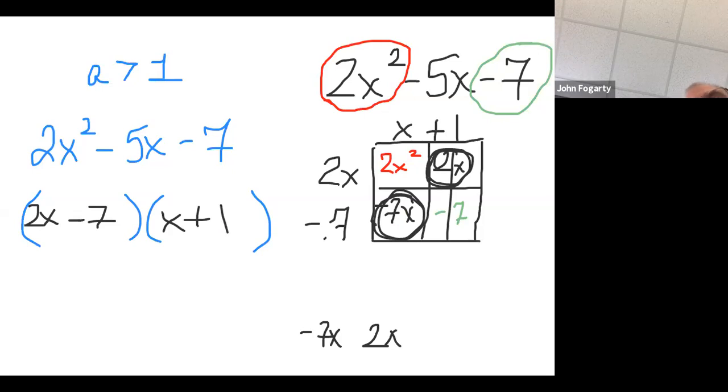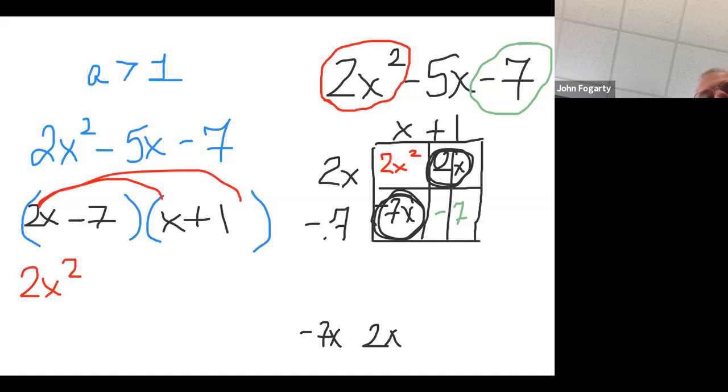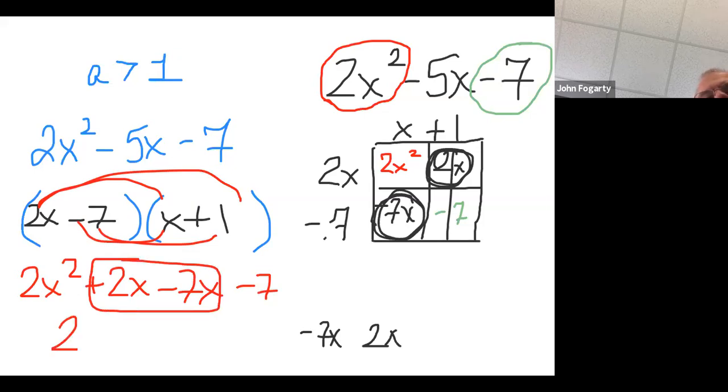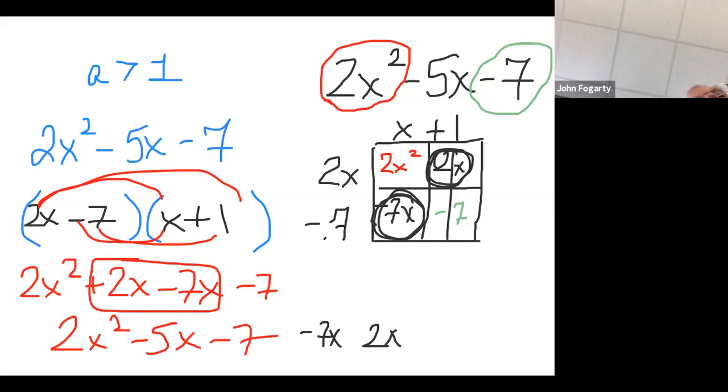All righty. Now, if we did that right, what should we get? What's 2x times x? 2x squared. What's 2x times 1? 2x. Minus 7x minus 7. What's this? Minus 5x. Beautiful. All righty. Now, the box just makes things a little easier. Let's do another one with the box. I love the box. I learned the box in 1977. Wow.